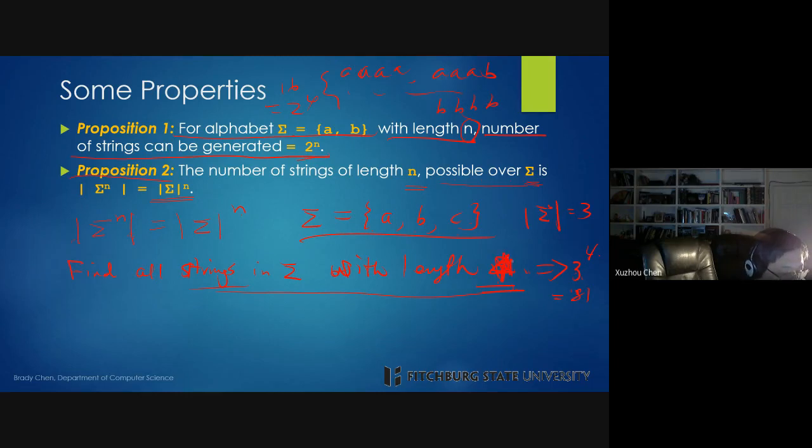Let's say for all strings over sigma with length 2, that's 3 to the 2nd. That's 9, right? It's 3 squared. Now can you list all the strings of length 2 over sigma A, B, and C?